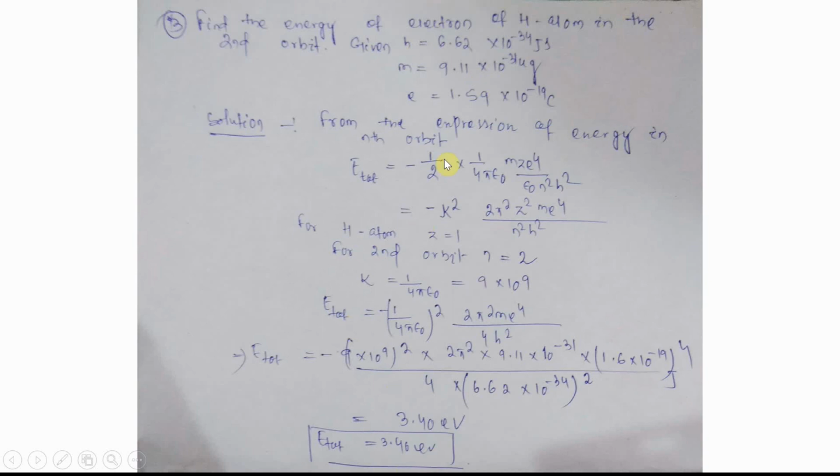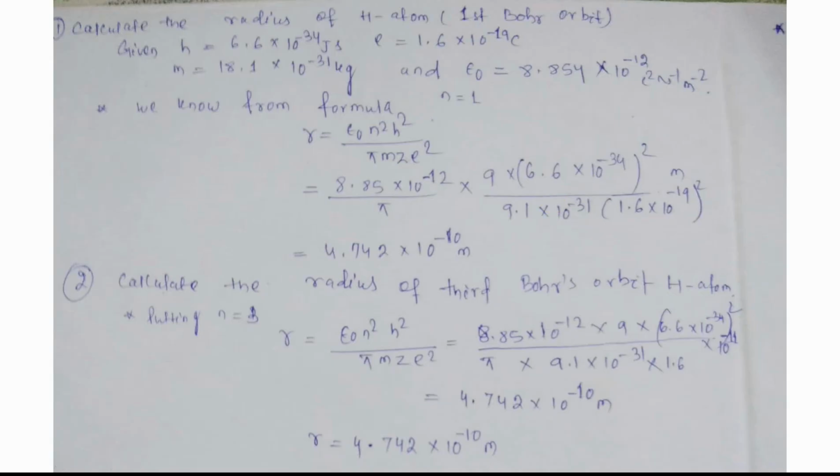You can also calculate the energy of the electron in the third orbit, fourth orbit, fifth orbit. You just have to put the value of n here according to the orbit.